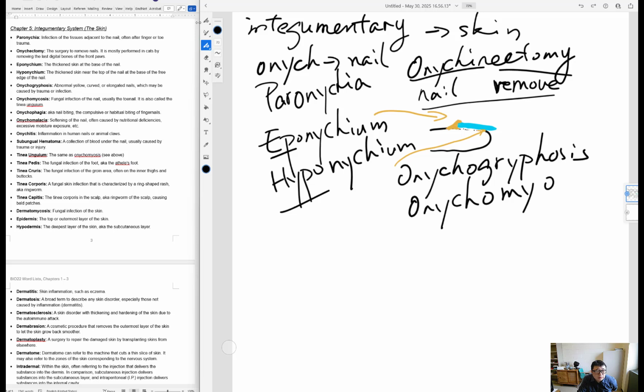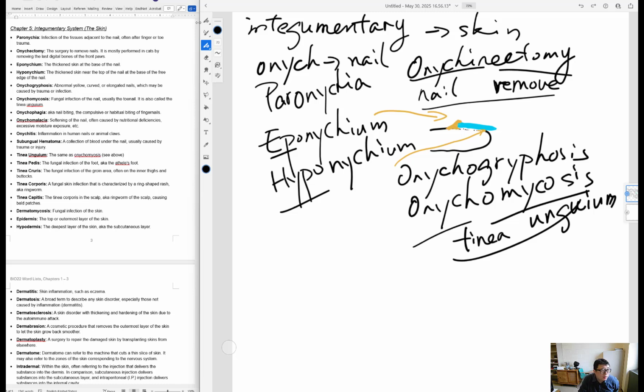Mycosis. Mycosis means fungal infection. Anything followed by mycosis means fungal infection. And onychomycosis means fungal infection of the nail. This is a particular fungal infection, and there's another by bacteria. In the clinical world, they use different words. I don't know, but these two are the same: fungal infection of the nail.